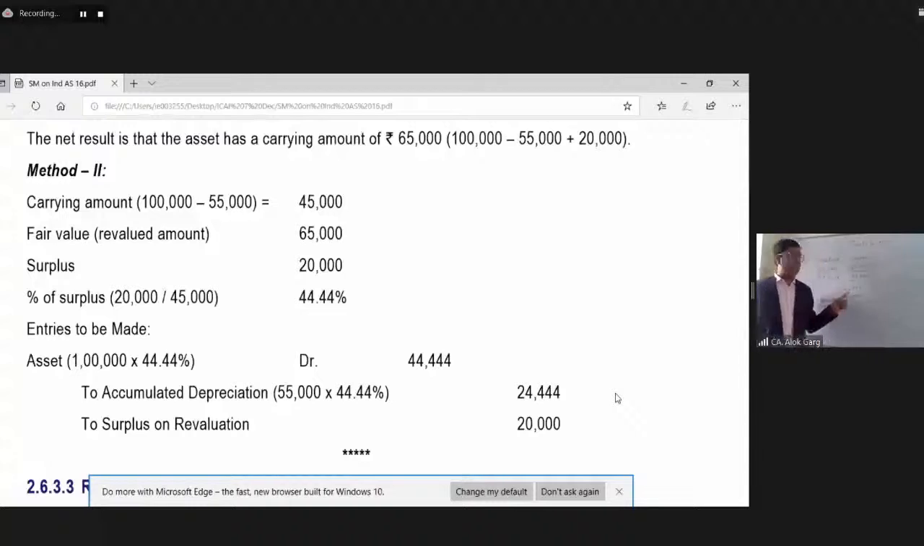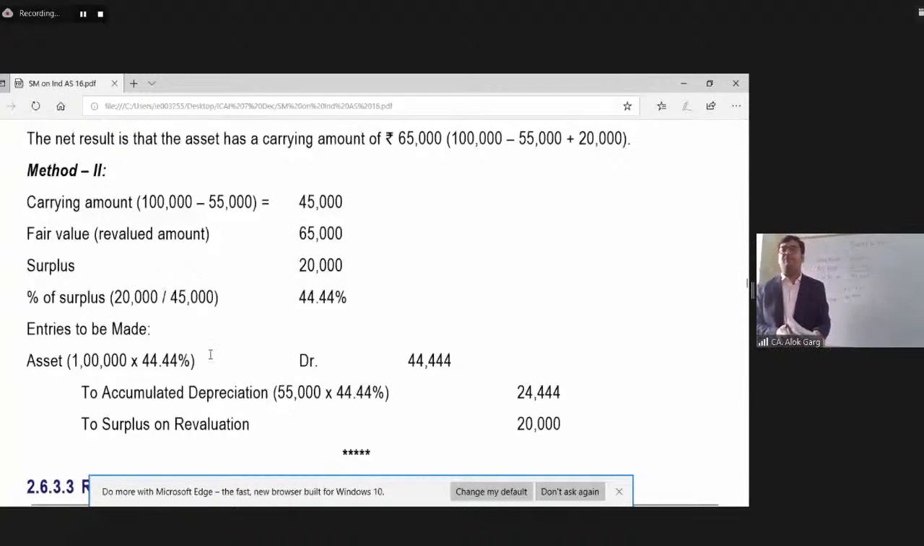44.44%. 20,000 divided by 45,000, which is 20,000 divided by the carrying amount, that is, revaluation surplus divided by carrying amount. 44.44%. Okay. So in this case, what you have done, you have inflated your asset by 44.44%.